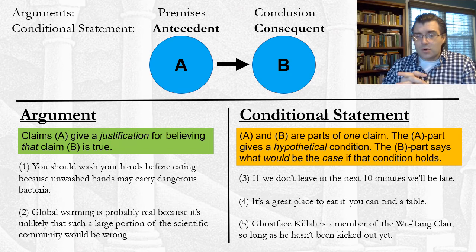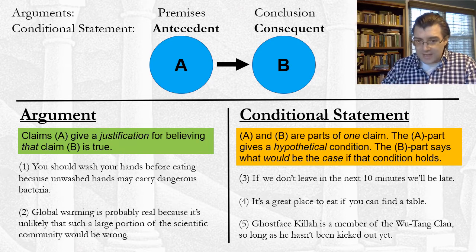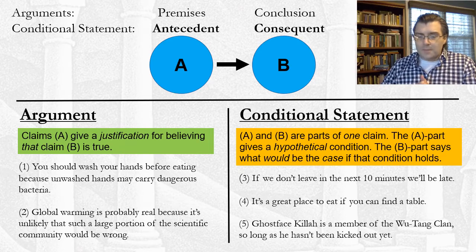Okay. So take a look at the examples on the right-hand side of the slide. That is items 3 through 5. The first one reads, if we don't leave in the next 10 minutes, we'll be late. The second reads, it's a great place to eat if you can find a table. And the last one reads, Ghostface Killah is a member of the Wu-Tang Clan so long as he hasn't been kicked out yet. So each of these passages, I should say, expresses just a single claim. And they're claims that can be articulated with an if-then structure.